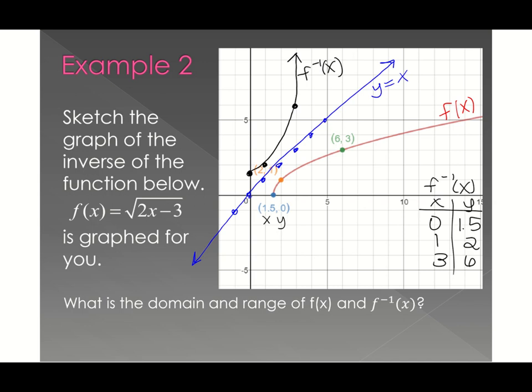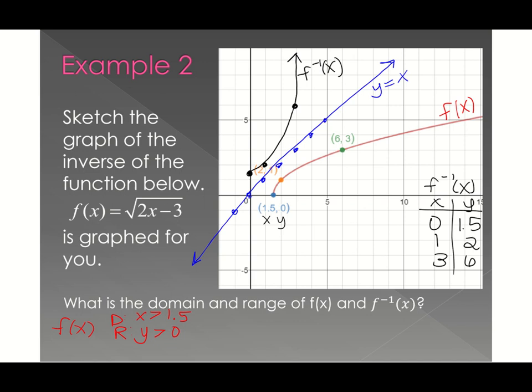Something else is that we are not only switching our x and y's, but we're switching our domain and range. So from before, if we're looking at our original function, f of x, and we want to find our domain and our range, remember domain is our x values, range is our y values. Our domain, if we're looking at our x values, we start at 1.5. So we see that x has to be greater than 1.5. And our range, we start at 0 and we go up. So y has to be greater than 0.